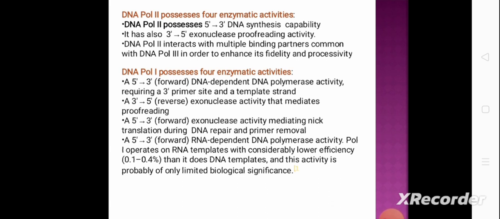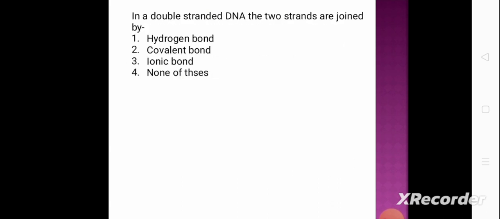A 5' to 3' forward RNA dependent DNA polymerase activity. Pol I operates on RNA templates with considerably lower efficiency than does DNA templates, and this activity is probably of only limited biological significance. In a double-stranded DNA, the two strands are joined by option 1 hydrogen bond, option 2 covalent bond, option 3 ionic bond, and option 4 is none of these. And the correct option is option 1 hydrogen bond.